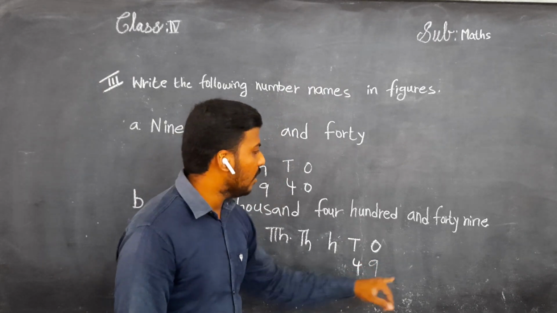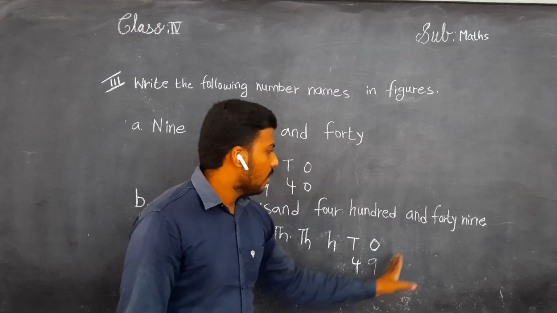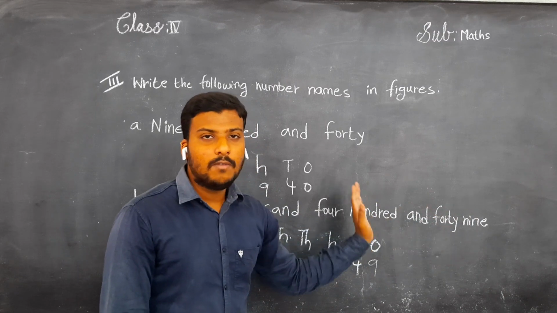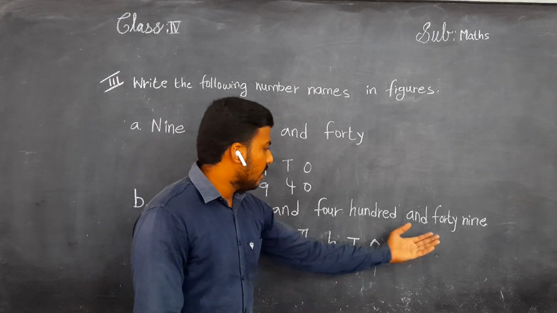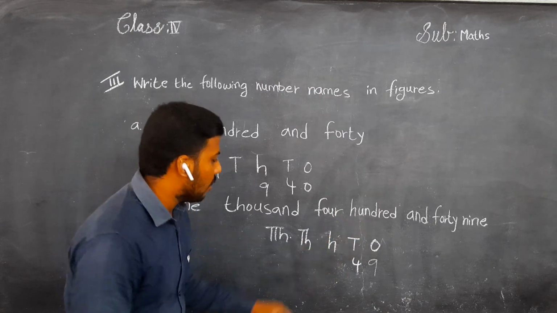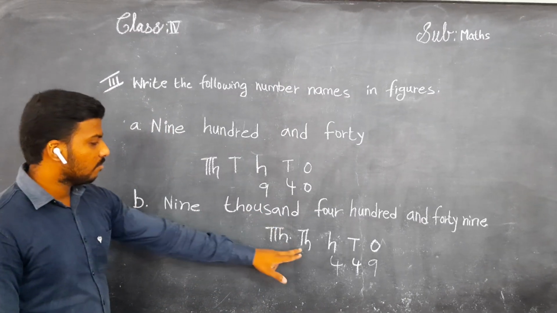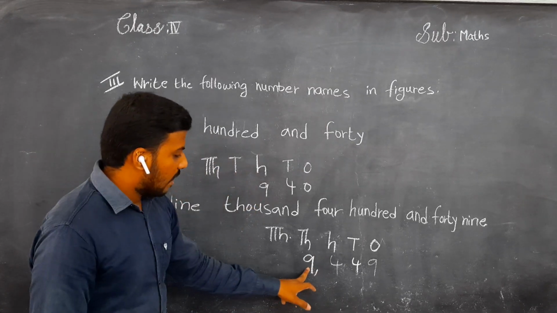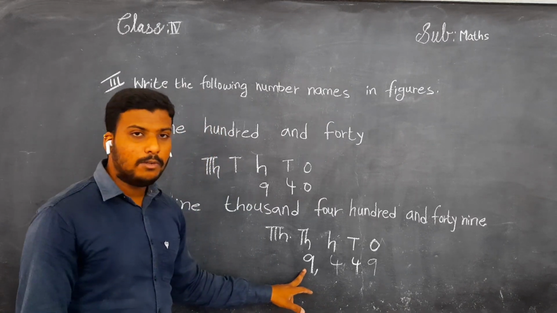We got the value 49. How do we get it? Because in the ones place we have the value 9, 1 into 9, 9. And in the tens place we have 40. How do we get 40? 4 into 10, how much? 40. We should combine both ones and tens, so we got the overall value 49. Then next we come to 400. In the hundreds place we have the value 4. Then in the thousands place we have 9. We got the value as 9,400.